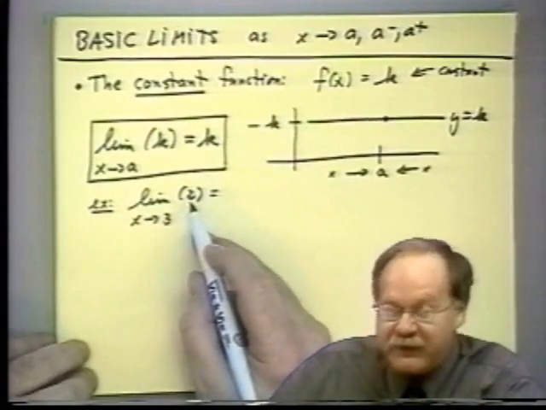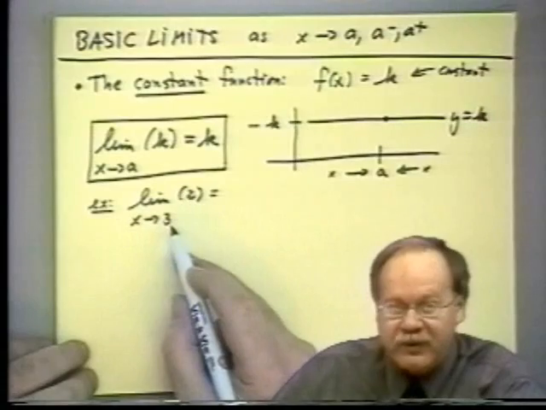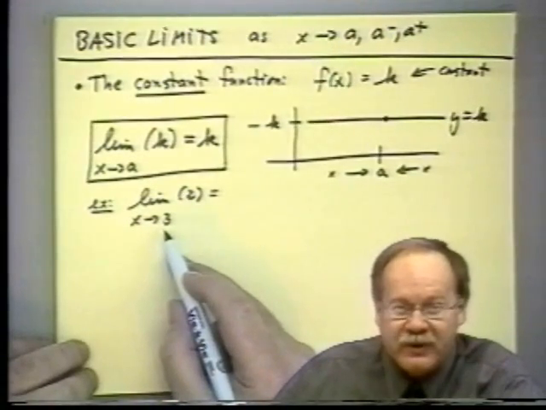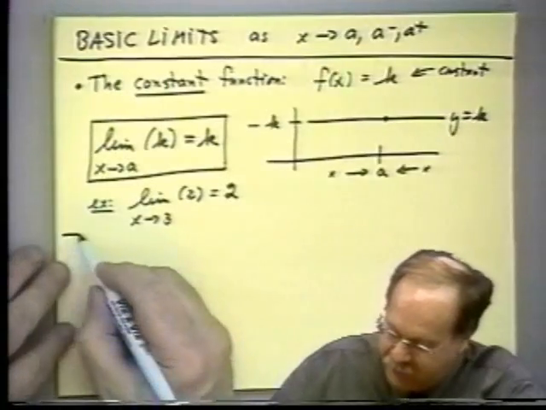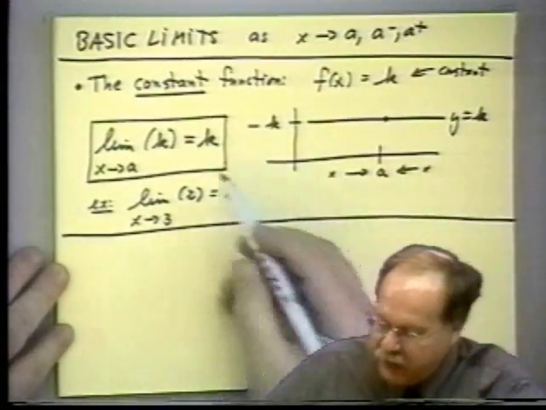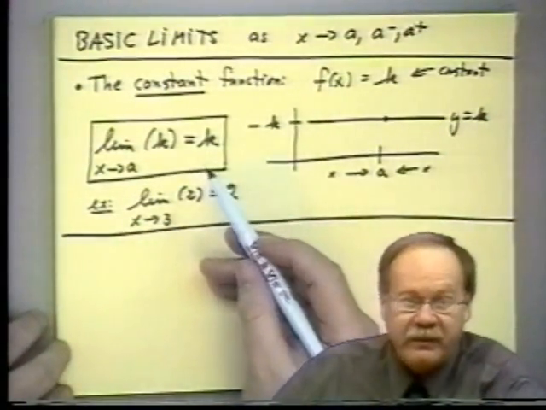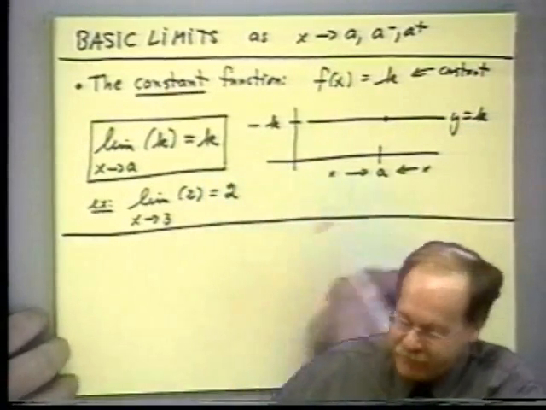In fact, this is the limit of the constant function 2 as x approaches 3, but we don't care what x approaches because this is constant. And so it's just equal to 2. So there's the constant function, the first of the basic limits. The limit of a constant is that constant.